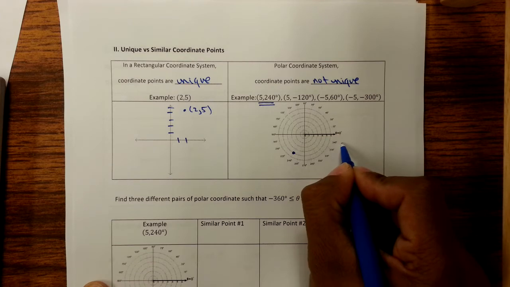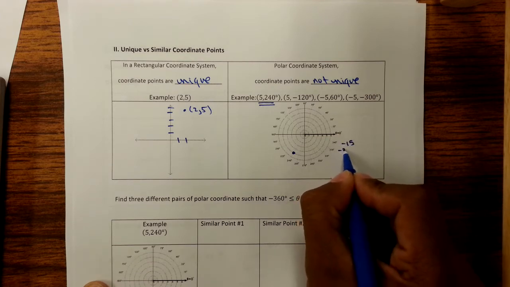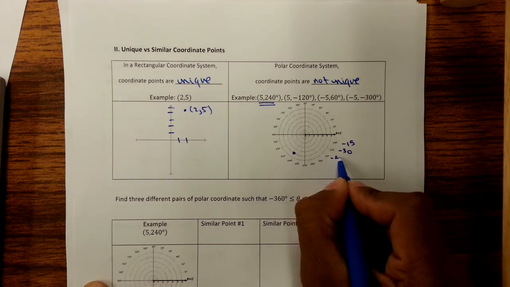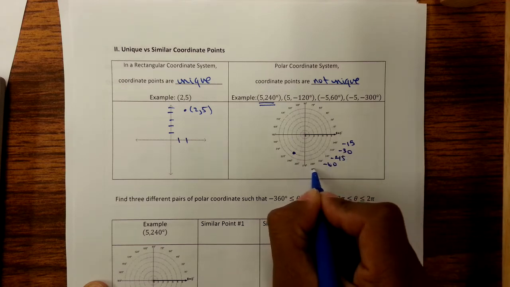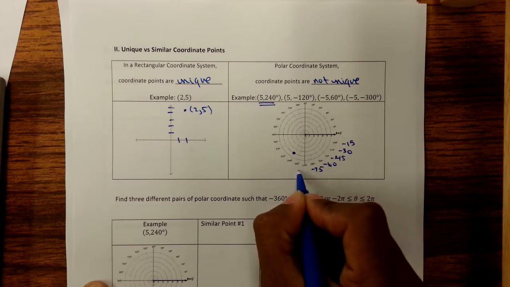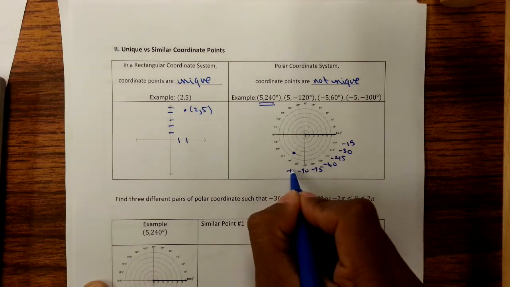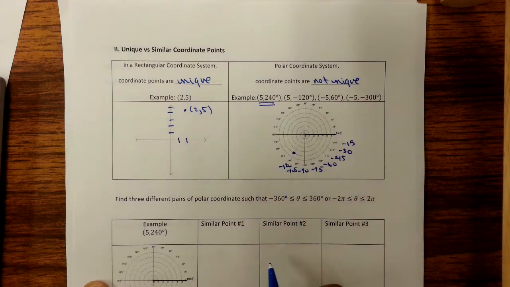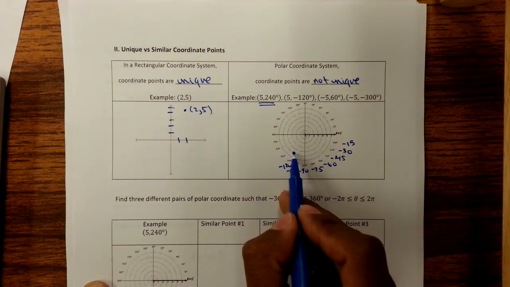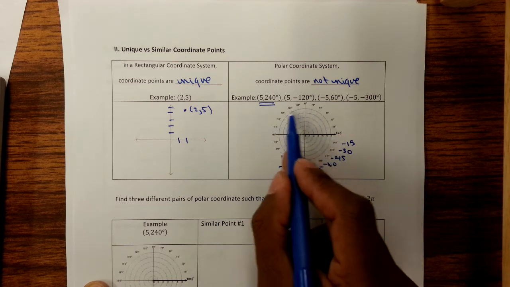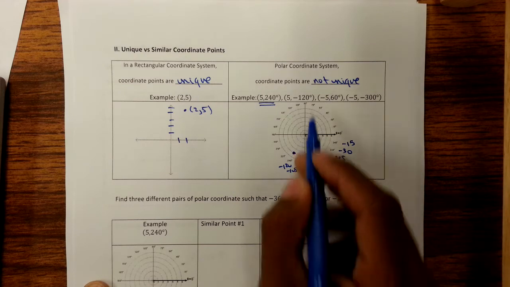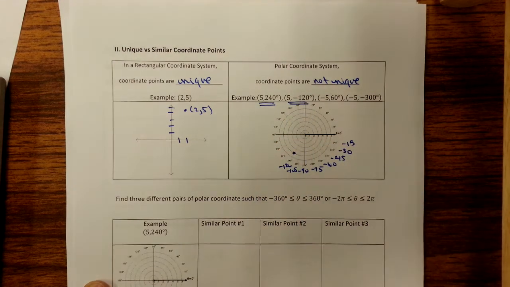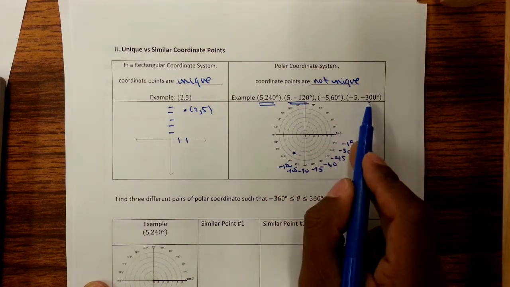Going clockwise, here is negative 15 degrees, negative 30 degrees, negative 45 degrees, negative 60 degrees, negative 75 degrees, negative 90, negative 105, negative 120. So what this means is this polar coordinate point, not only is it 5, 240, but it's also 5, negative 120. So this is what's called similar polar coordinate points. These two are also going to be similar.